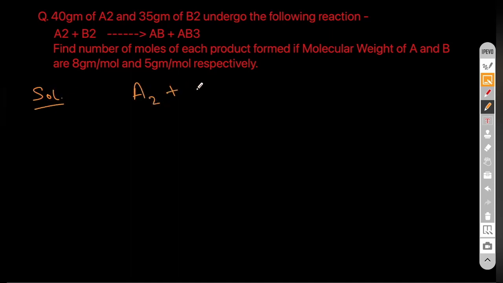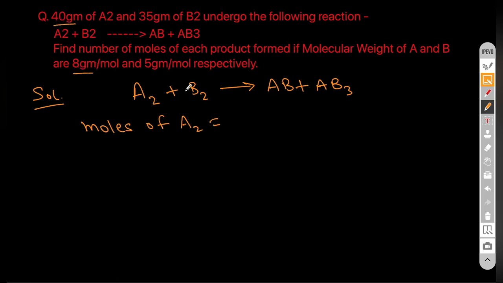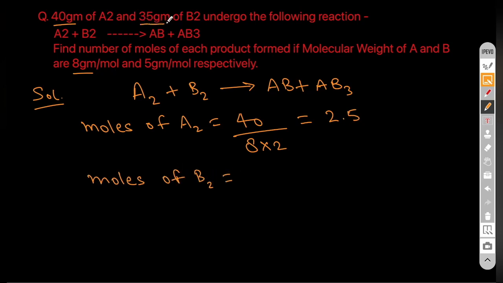Here A2 plus B2 gives AB plus AB3. As per the reaction given, we can write moles of A2 is equal to 40 divided by 8 into 2, because there are 2 atoms of A in A2. So the moles will be 2.5. Now moles of B2: the given weight is 35 divided by molecular weight 5, multiplied by 2. It will be 3.5.